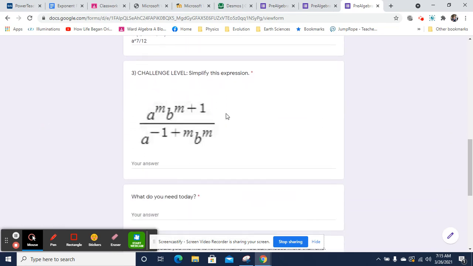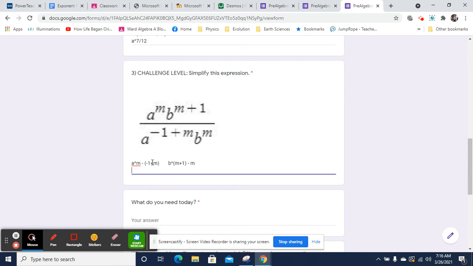The last one is a challenge level question, but it's actually not as complicated as it looks. So I've got A and I've got B here. So let's look at A. I'm going to be using the quotient law with the exponents for A, which means I'll subtract this expression, negative 1 plus m, from m. And I'll be subtracting m from m plus 1 for b. So A is going to be to the m minus negative 1 plus m, and then b is going to be to the m plus 1 minus m power. Let's deal with A first.